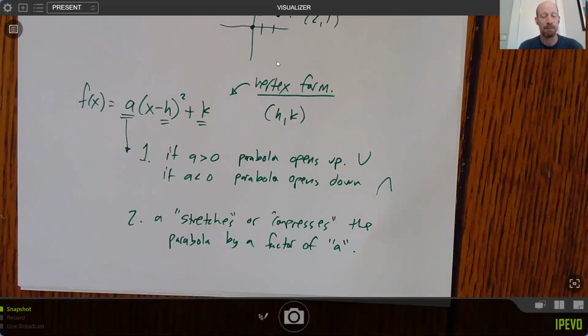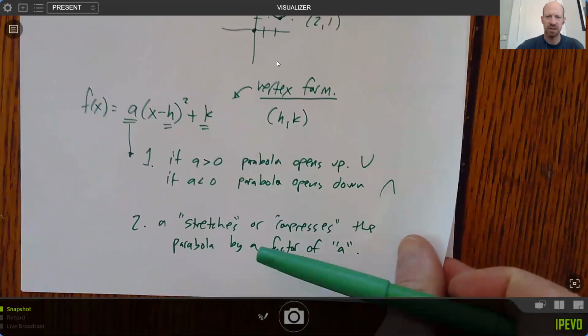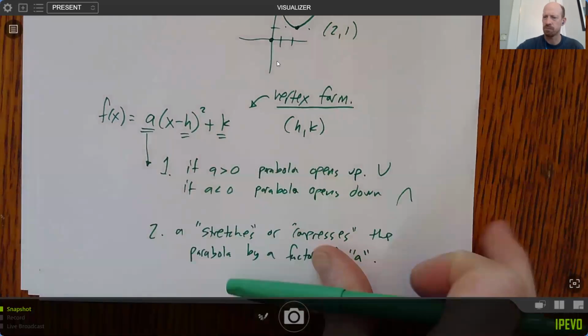So the A, if you remember from our transformations, when you multiply, that stretches the graph up if that multiple is bigger than 1, and it compresses it or sort of cuts it if it's a multiple less than 1. Mostly we will be stretching just because it's a little easier to show. So let's see an example then of this form.